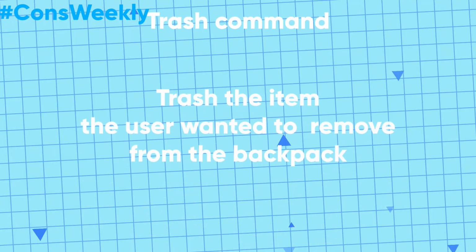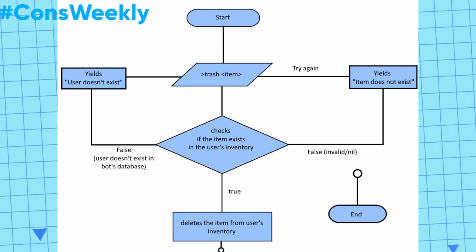Now, the last command is called the trash command. This command basically takes a string of text from the user, and then it checks if the user has that item in the inventory. If not, the bot yields user doesn't have the item in the inventory. Or if the user doesn't exist in the bot's database, it yields user doesn't exist in the database. However, if the user meets the requirements, then the bot deletes the item from the user's inventory.